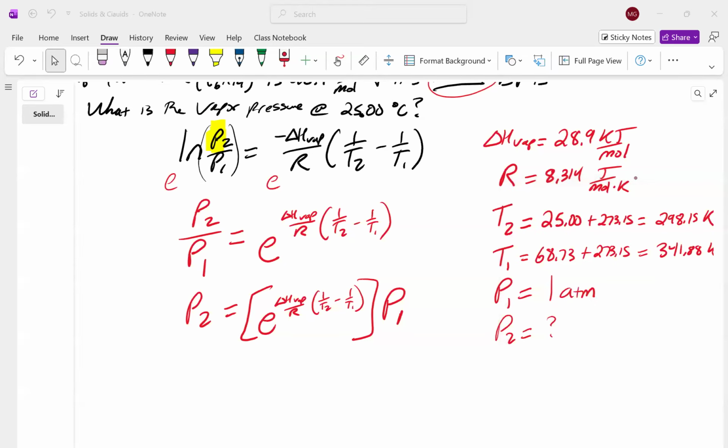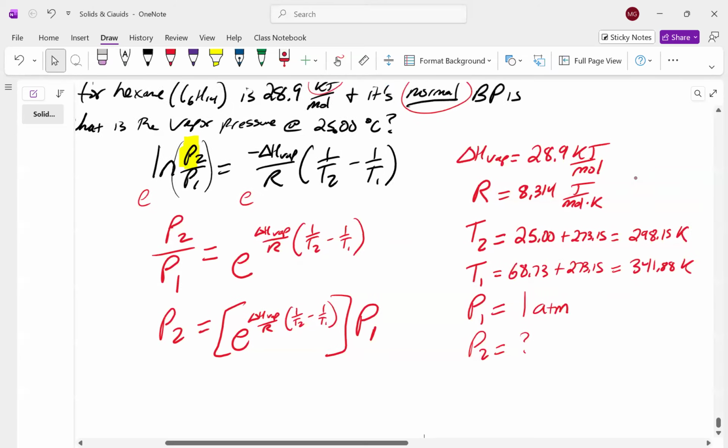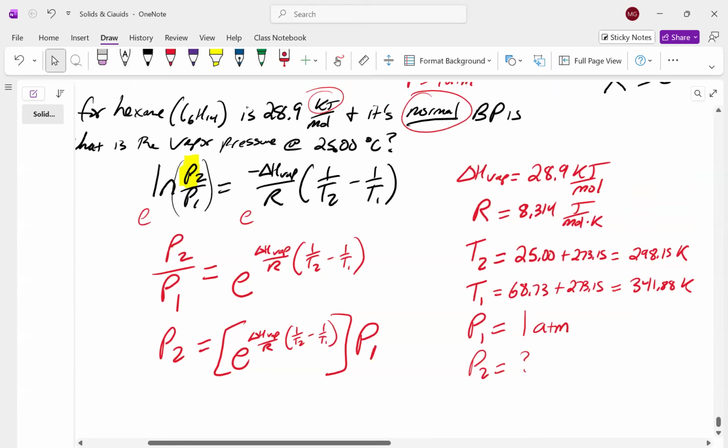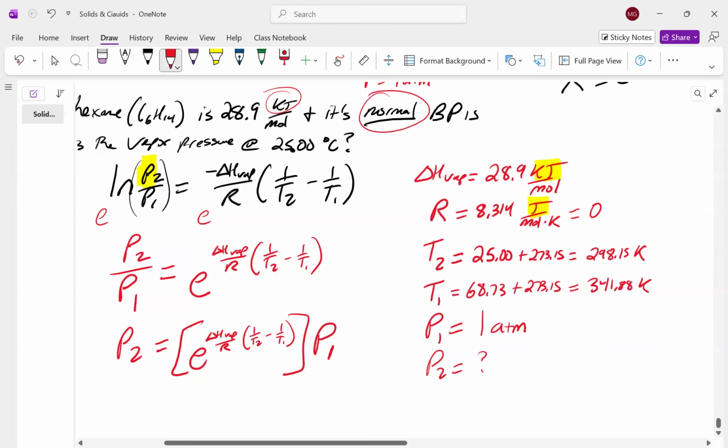Okay, so one thing before we get going is that I want to address again the units thing. Notice we have units of kilojoules here, but units of joules here. It doesn't matter which one you decide to convert, but do convert one of them to the other. So what I'm going to do is convert this R value to 0.008314 kilojoules per mole Kelvin.